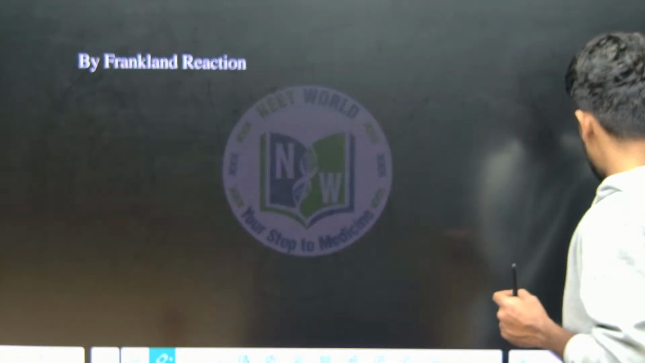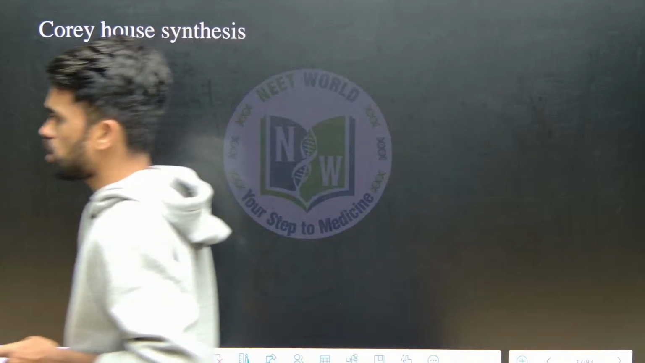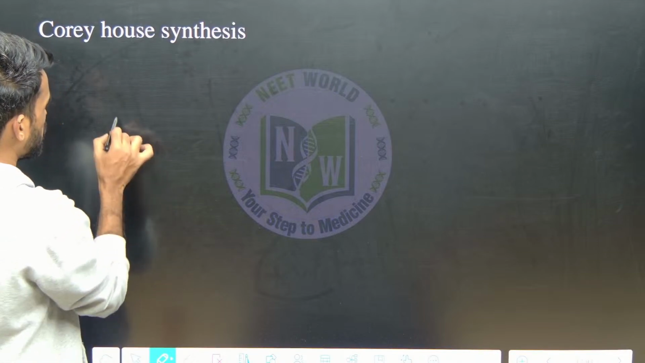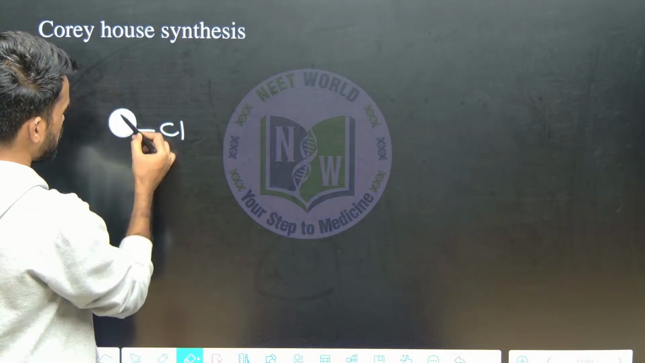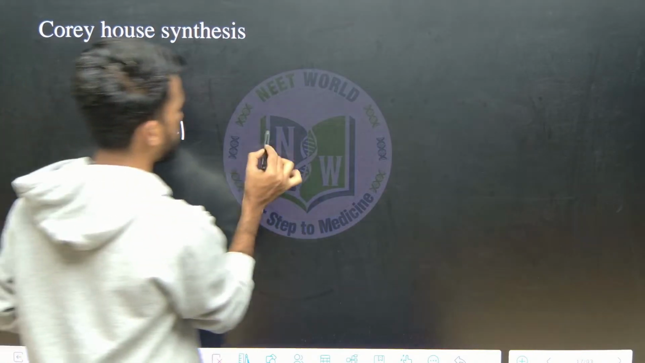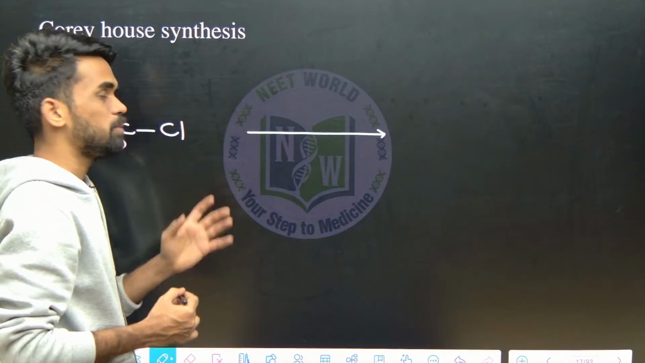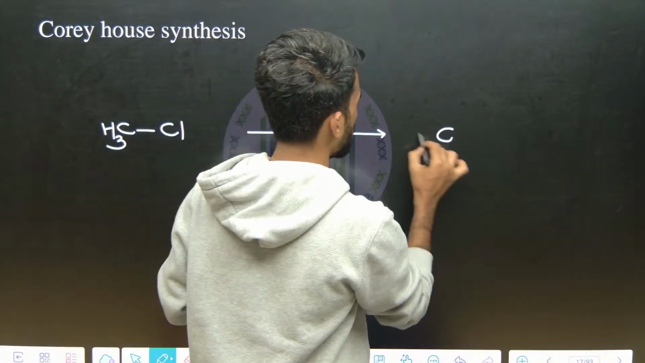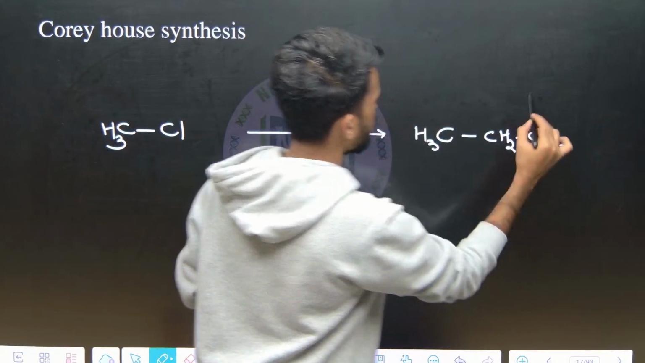Corey-House synthesis also I told you. So what do we mean by Corey-House synthesis? For example, I am giving you one alkyl chloride like this, methyl chloride. Yesterday I discussed this methyl chloride, but I want to convert this methyl chloride to the respective alkane. Let us say I want to prepare propane, CH3CH2CH3.